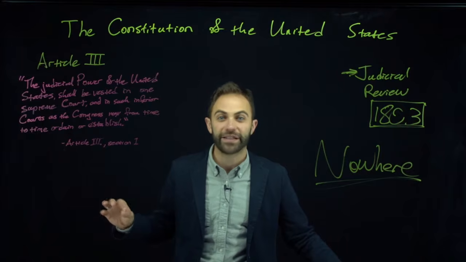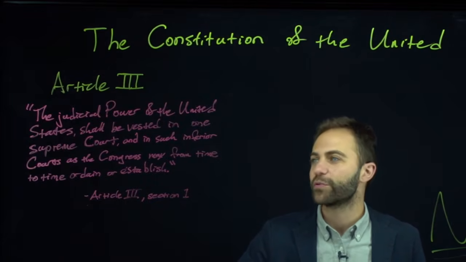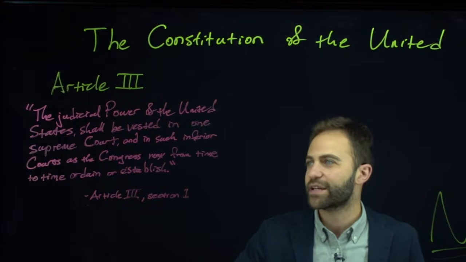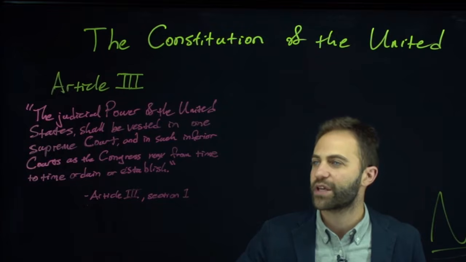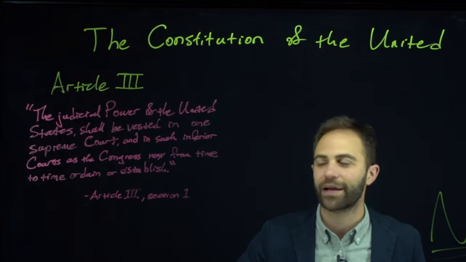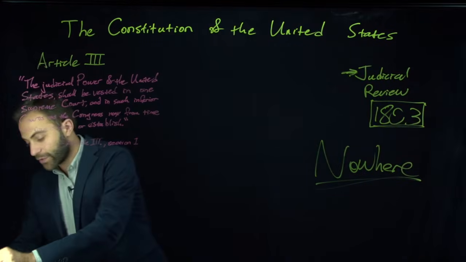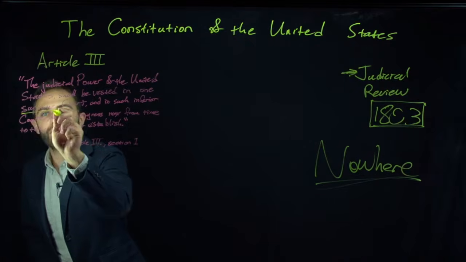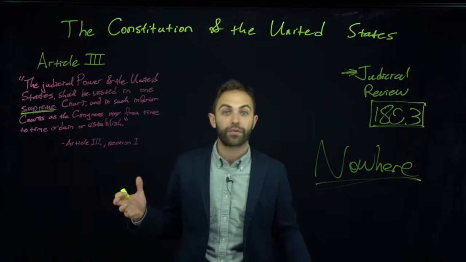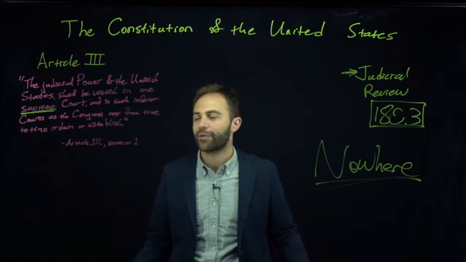This is the first sentence of Article 3. It says, "The judicial power of the United States shall be vested in one Supreme Court, and in such inferior courts as the Congress may from time to time ordain or establish." You might think that judicial review is given to the Supreme Court right there in the name. This court is supreme. But that's actually not what happens in this sentence.